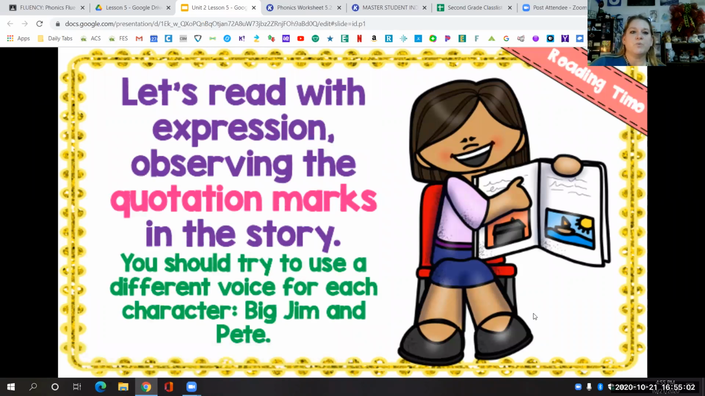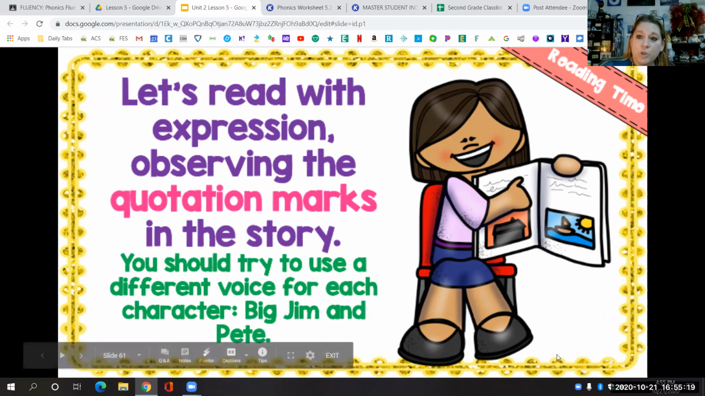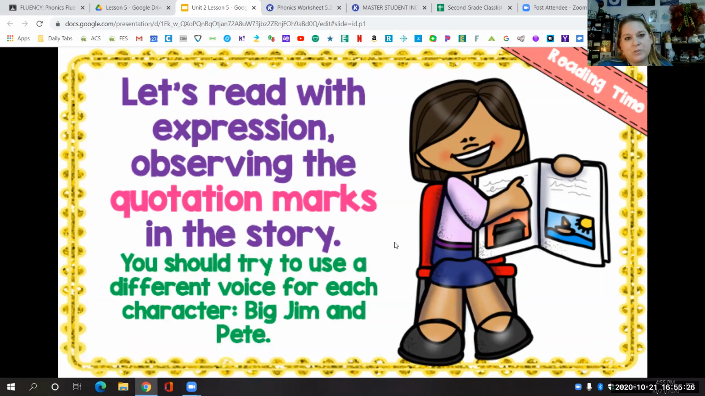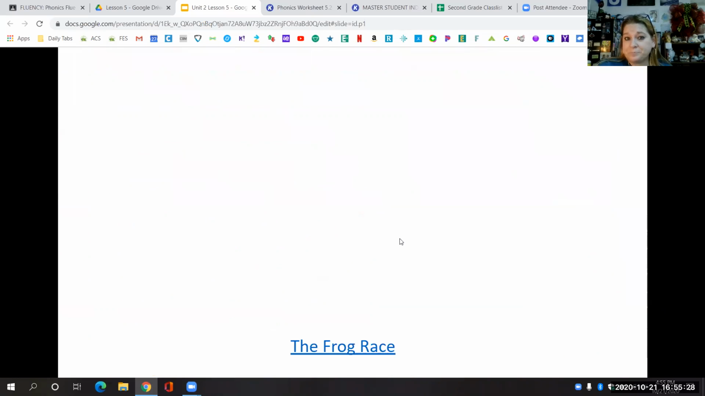So we are going to read with expression and we're going to observe the quotation marks in our story. And just like I did yesterday, I'm sure you guys probably laughed at me, I used different voices for Big Jim and for Pete in the story. And we're going to use different voices when you read because it helps you understand the story better. When you have expression, it helps you to understand what's going on more. So we are going to read the story.